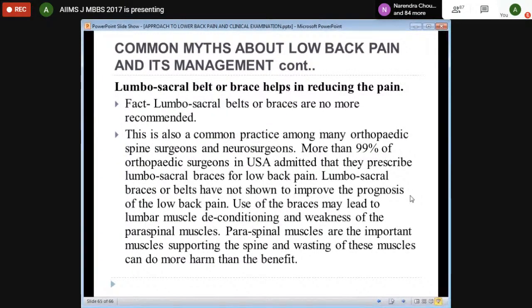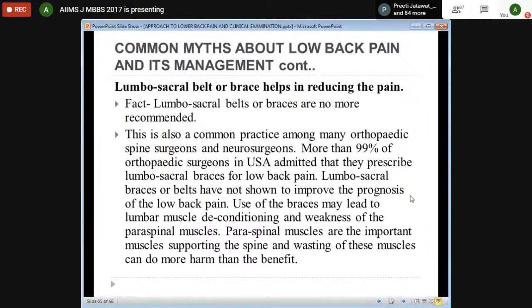Another myth is that a lumbosacral belt or brace helps in reducing the pain. See, previously a lot of lumbosacral belts and braces used to be advised in any kind of pain, but nowadays this is no more recommended. These are not shown to improve the prognosis of low back pain. Use of braces may lead to lumbar spine deconditioning.